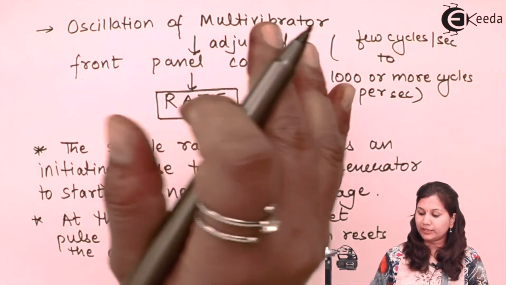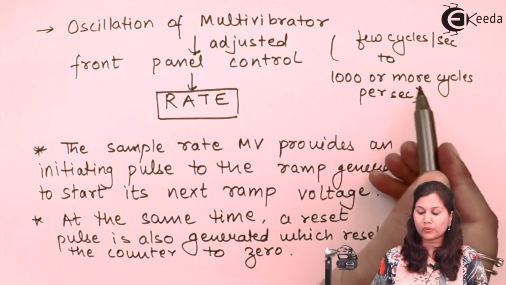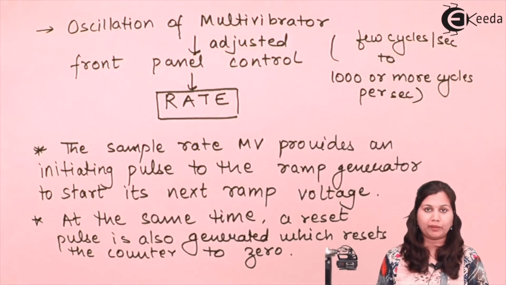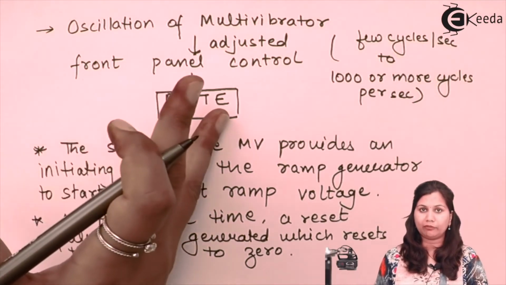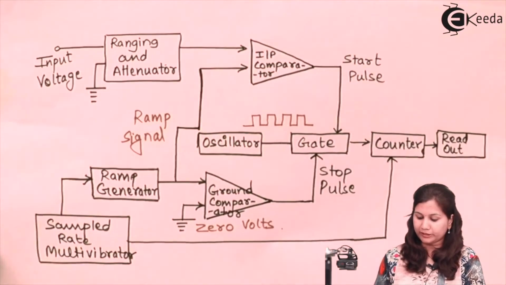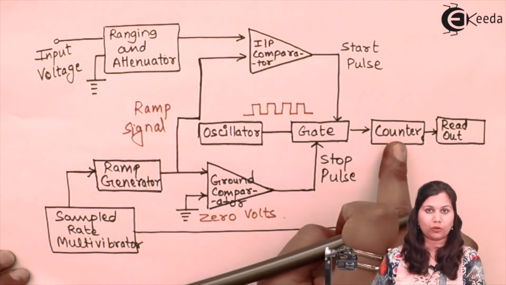This oscillation can vary from a few cycles per second to 1000 or more cycles per second. So you can see that the rate of measurement is decided by this multi-vibrator. Now this sample rate multi-vibrator, you can see in the block diagram, is connected to the ramp generator and to the counter also.